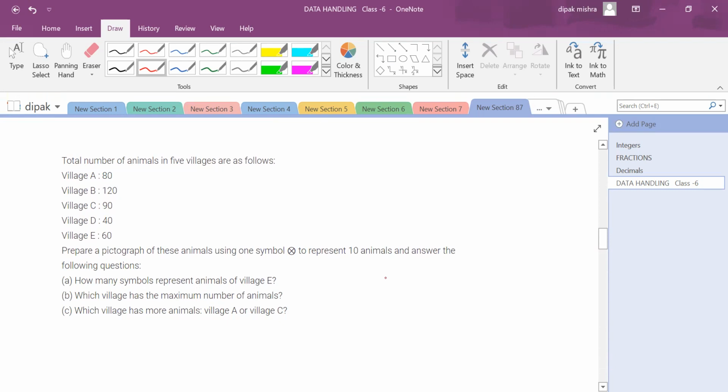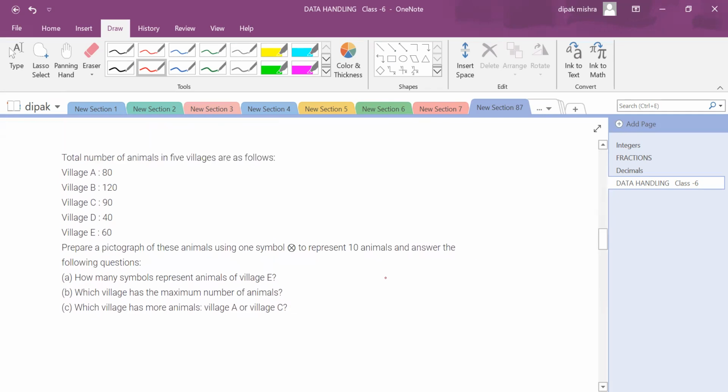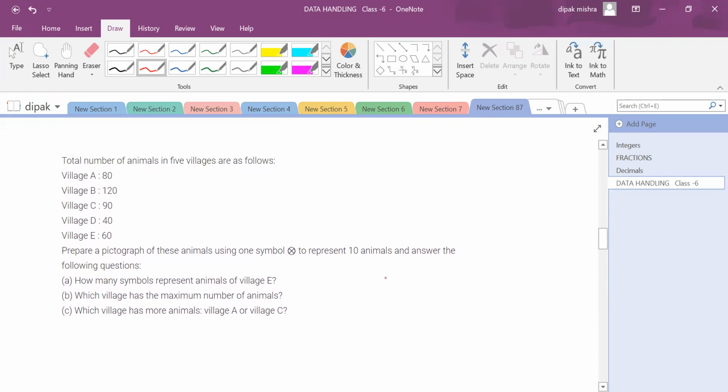The total number of animals in 5 villages is as follows: village A, village B, and so on. Prepare a pictograph using one symbol to represent 10 animals. If I represent it, village A will be 8 symbols. So this is how I will draw the pictograph, and you can draw it for the others as well.